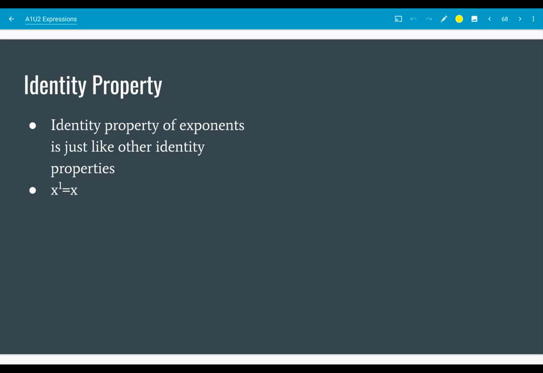So the first property we're going to look at is what's called the identity property. Okay, so the identity property is just like the identity properties we looked at in the previous lesson, and that says anything raised to the power of 1 is itself. So x to the 1 is x. That's the identity property. The same is true if it's bigger. X plus 5 to the first is itself.